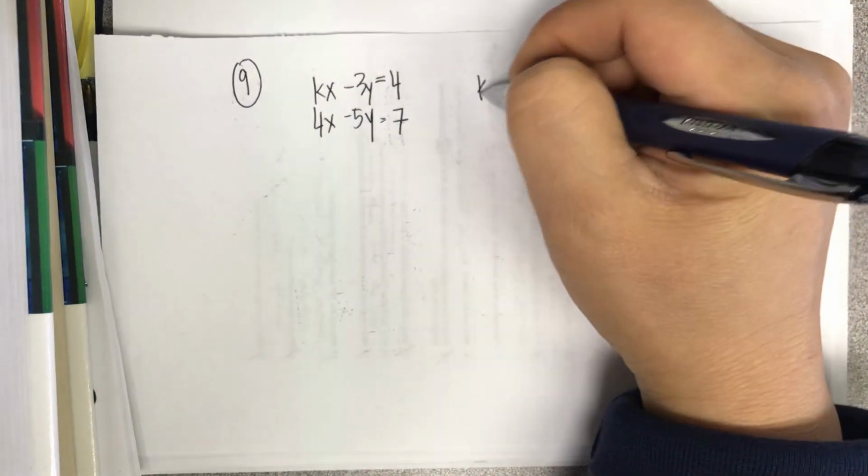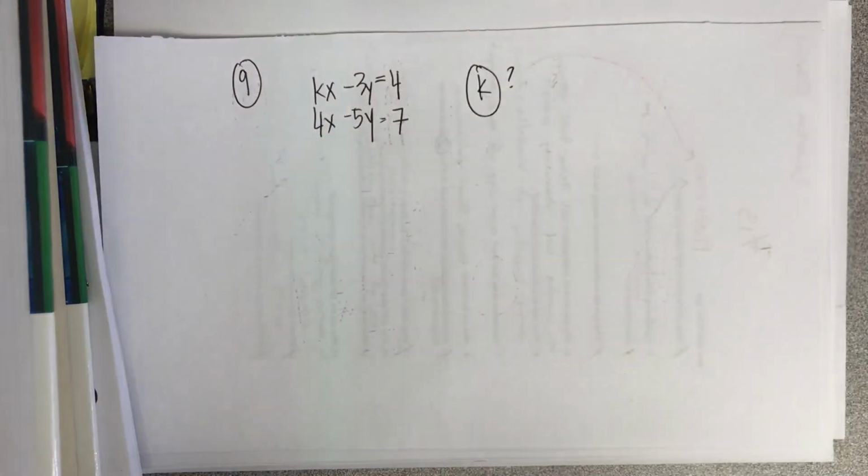For number 9, it says in the system of equations above, these two right here, k is a constant, x and y are variables. For what value of k will the system of equations have no solution? Okay, so in the end, they want you to find what is k. All right, but they give you a little tip here. They say that the system of equations have no solution.